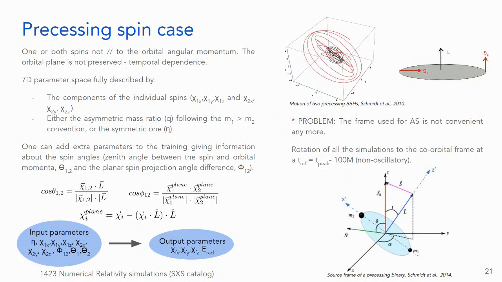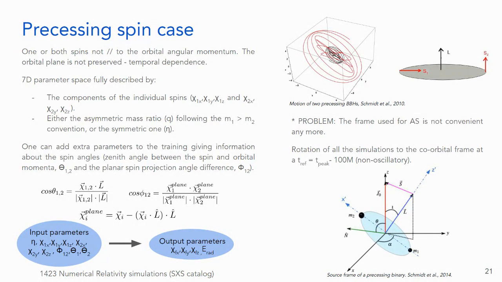Finally, about the precessing case: in the precessing case, both spins are not parallel to the orbital angular momentum. So the orbital plane is not preserved. The black holes are doing something like this, and they are described, as I said before, by a high dimensional parameter space. In fact, by 7 dimensions: 6 for the 3 components of each of the 2 individual spins, and then the mass ratio as well. And for our data set, we also add information about the spin angles, given by these formulas here.